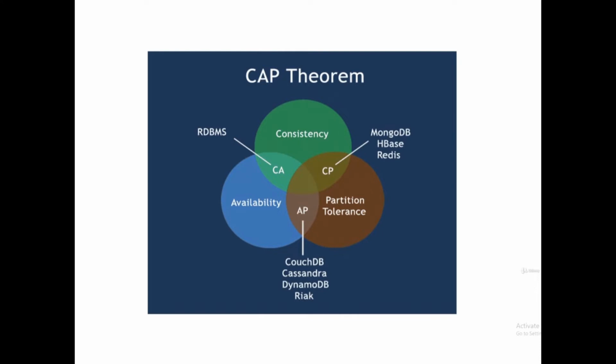As depicted in the Venn diagram, RDBMS can provide consistency and availability but not partition tolerance, while MongoDB, HBase and Redis can provide consistency and partition tolerance. CouchDB, Cassandra and Dynamo guarantee availability and partition tolerance but not consistency. Such databases generally settle for eventual consistency, meaning that after a while the system is going to be okay. To summarize, there is always a trade-off between availability and consistency for NoSQL databases.